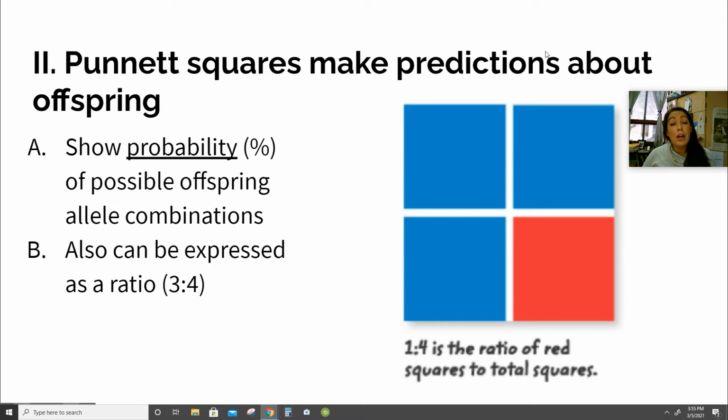This probability can also be expressed as a ratio. Sometimes you'll see that ratio expressed with a colon in the middle. So this would say like 3 out of 4 chance of a round P offspring, 1 out of 4, 1 colon 4, 1 to 4 chance of a wrinkled offspring. This little picture here is a screenshot from your book. You would say 1 out of 4 squares is red, or 3 out of 4 squares are blue, or there's a 75% chance of blue squares or a 25% chance of red squares. Okay.